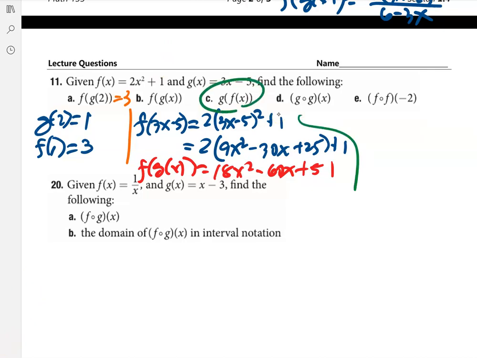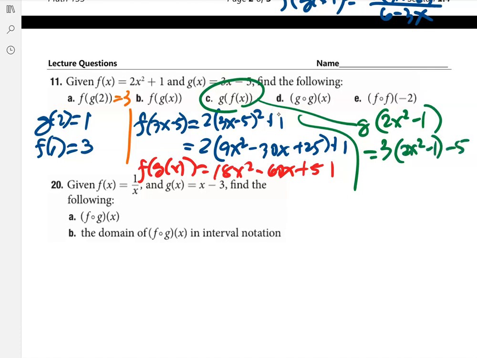Then C here, g of f of x. So that is g of f of x, 2x squared plus 1, and your g of x is 3 times x minus 5, so 3 times 2x squared plus 1 minus 5, so that is 6x squared plus 3 minus 5. Oh wait, this is plus 1. 3 times 1 is 3 minus 5 is negative 2. So this is the answer for letter C.